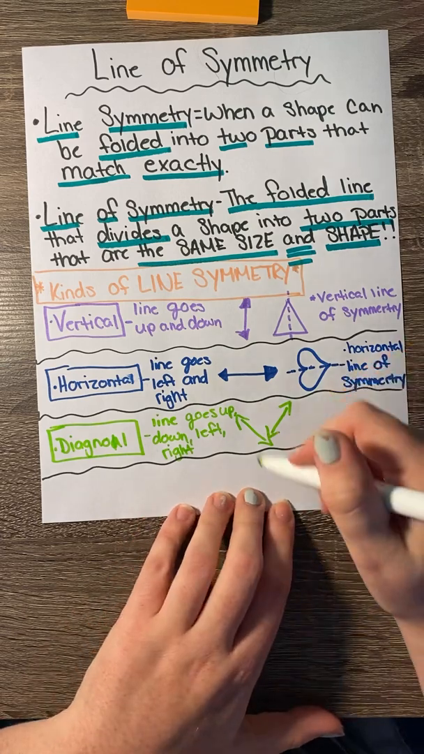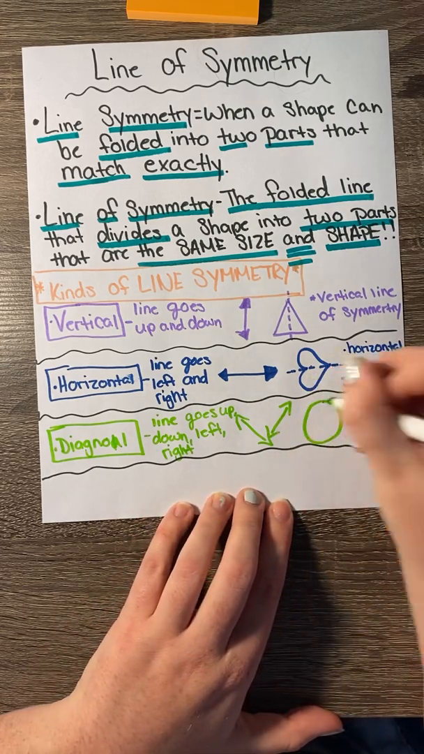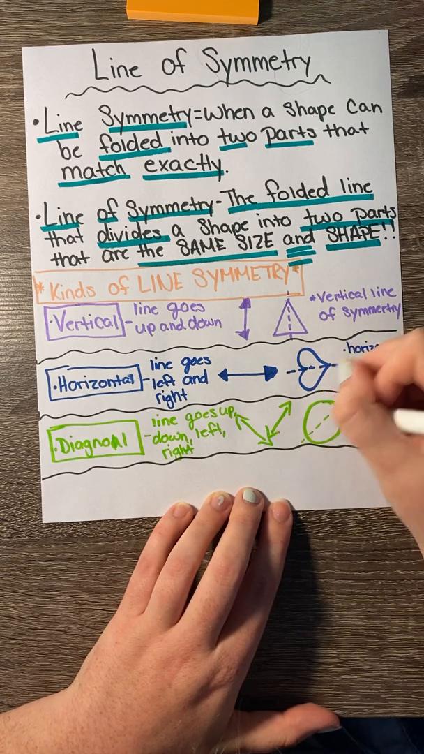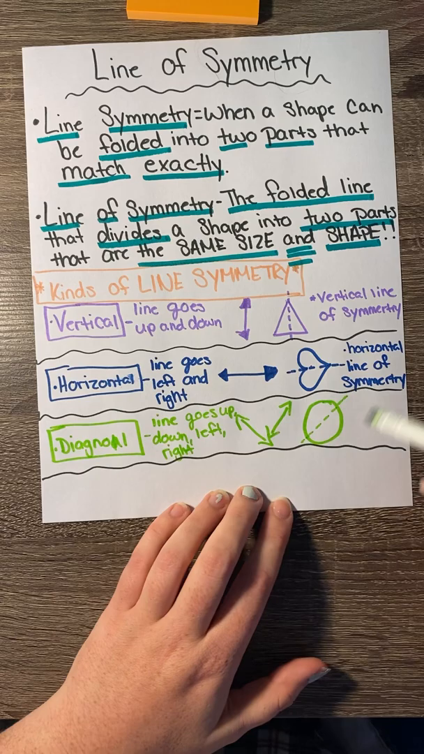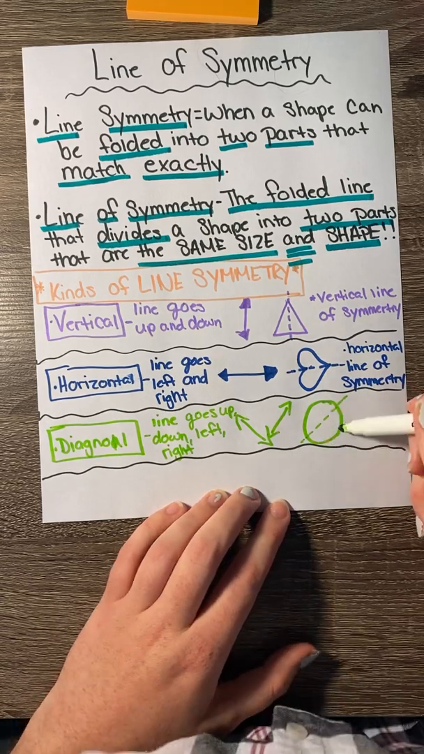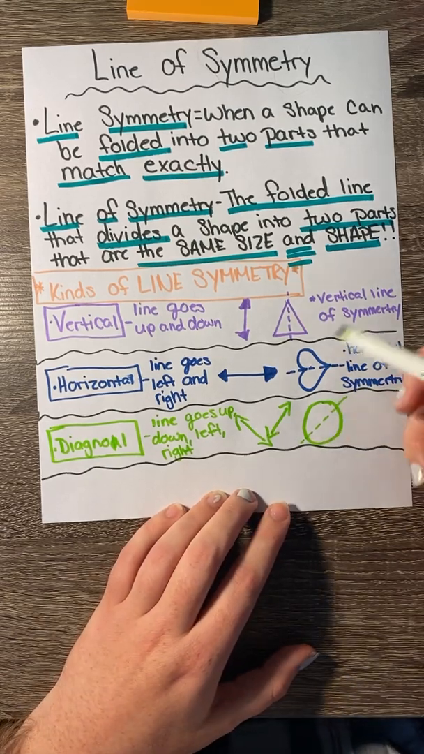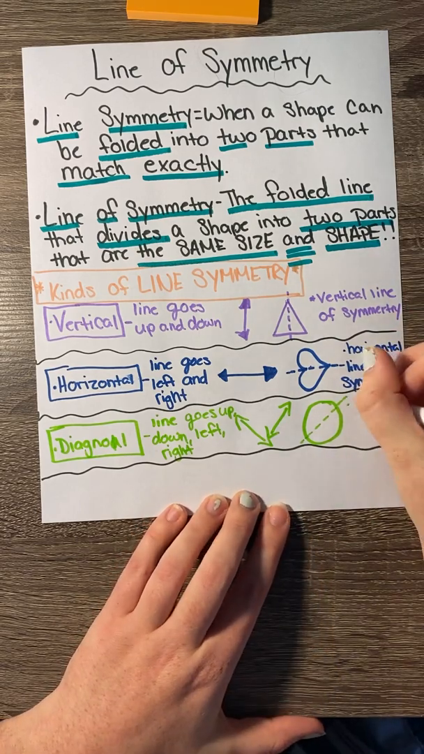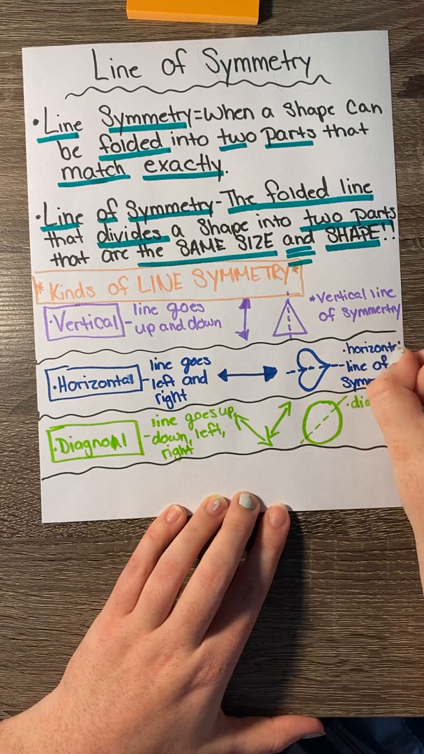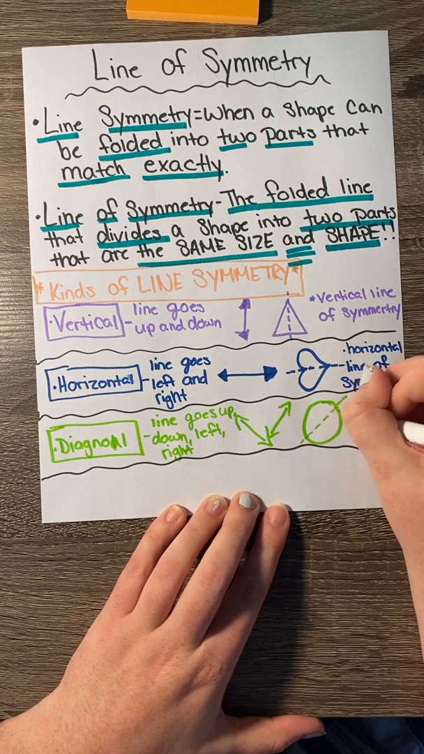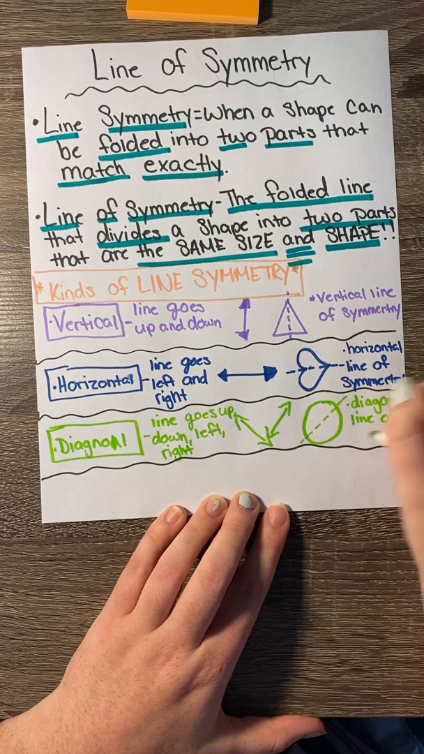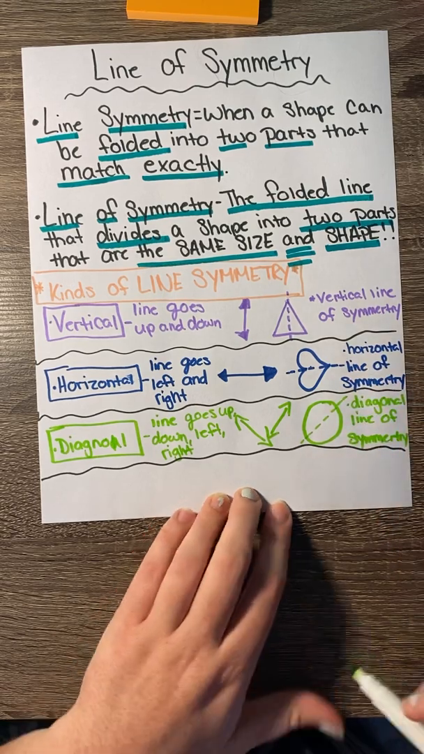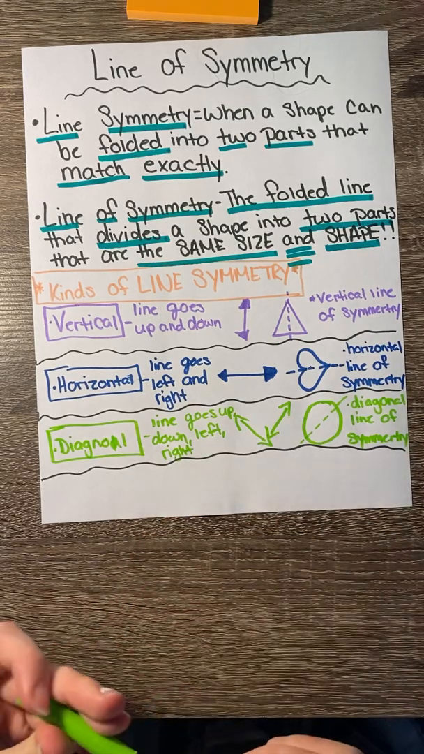Okay, so I'm going to draw a circle. Then I'm going to do a diagonal line. Miss Jones's isn't that straight, but it's okay. So I just split my circle into 2 parts with a diagonal line, and those parts are the same size and the same shape. So that would give us a diagonal line of symmetry. Again, I had to squeeze it in there.